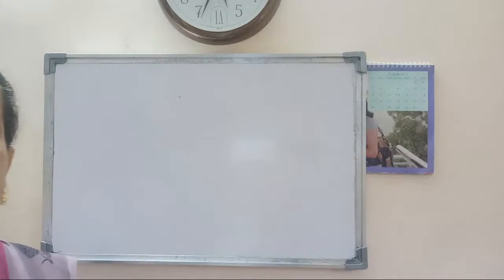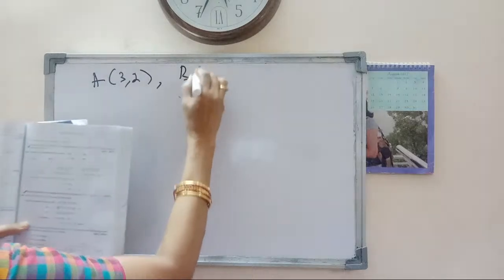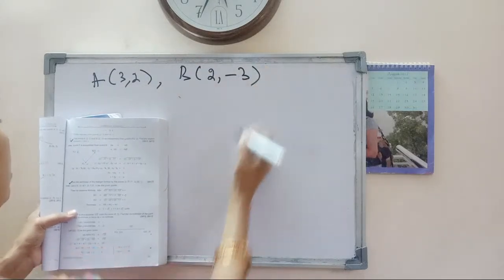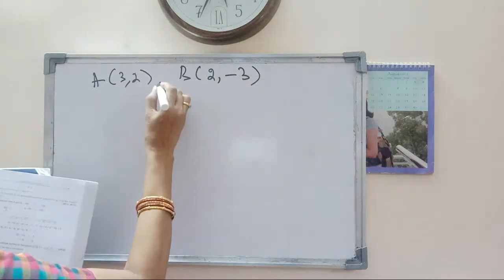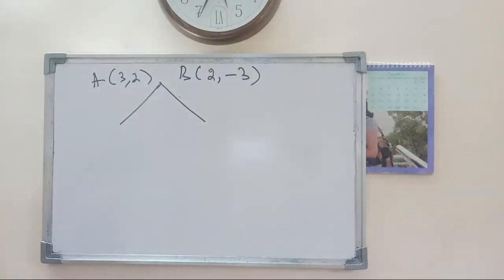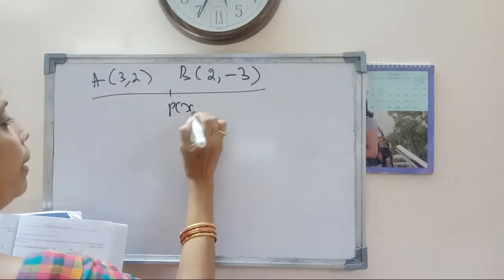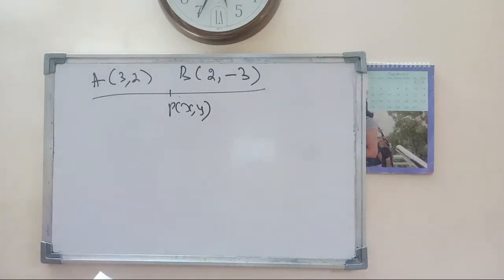Next, another hot question. The points A (3, 2) and B (2, -3) are equidistant from the point P (x, y). Find a relation between x and y.